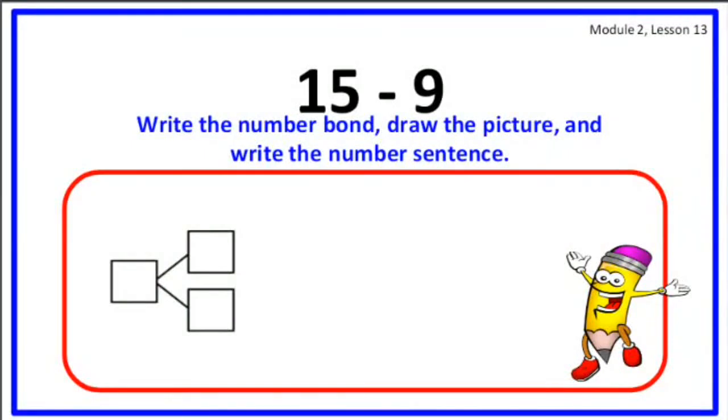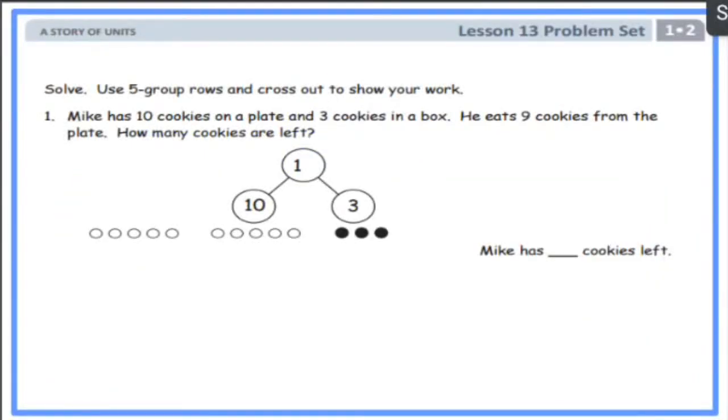Alright, now over to problem set. It says solve. Use 5 group rules and cross out to show your work. Number 1 question. Mike has 10 cookies on a plate and 3 cookies in a box. He eats 9 cookies from the plate. How many cookies are left?